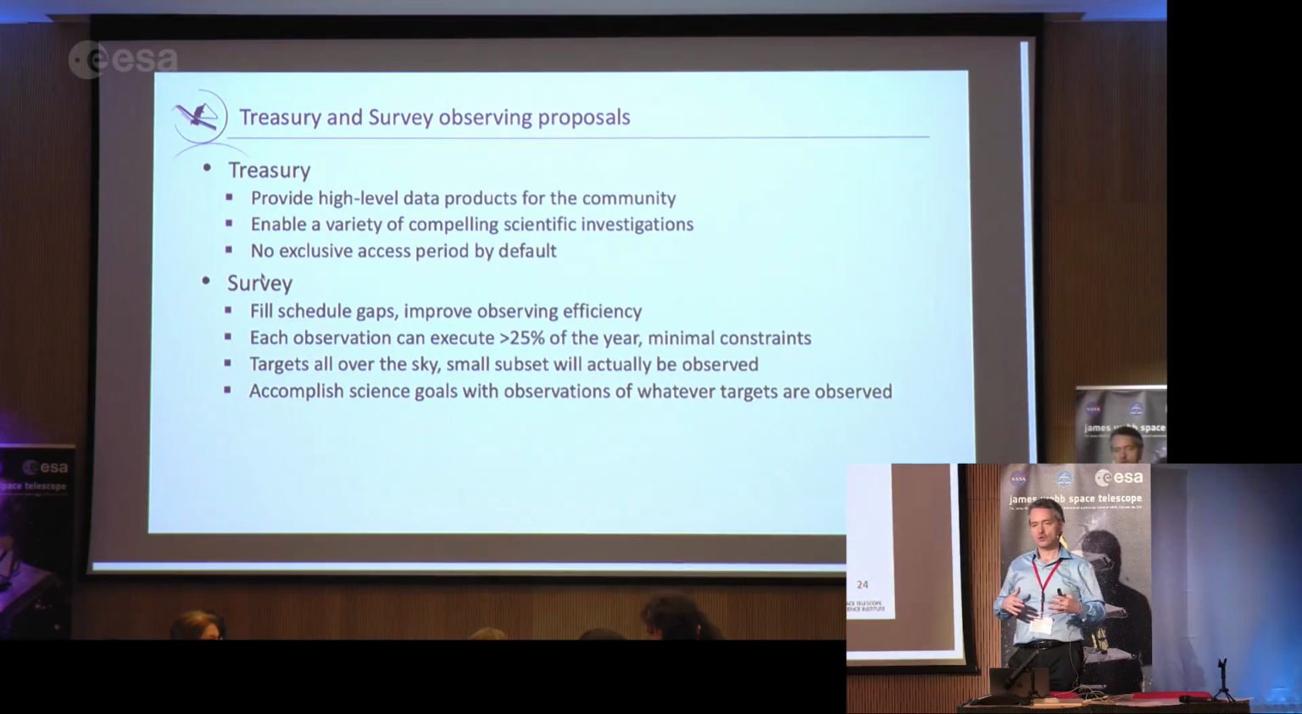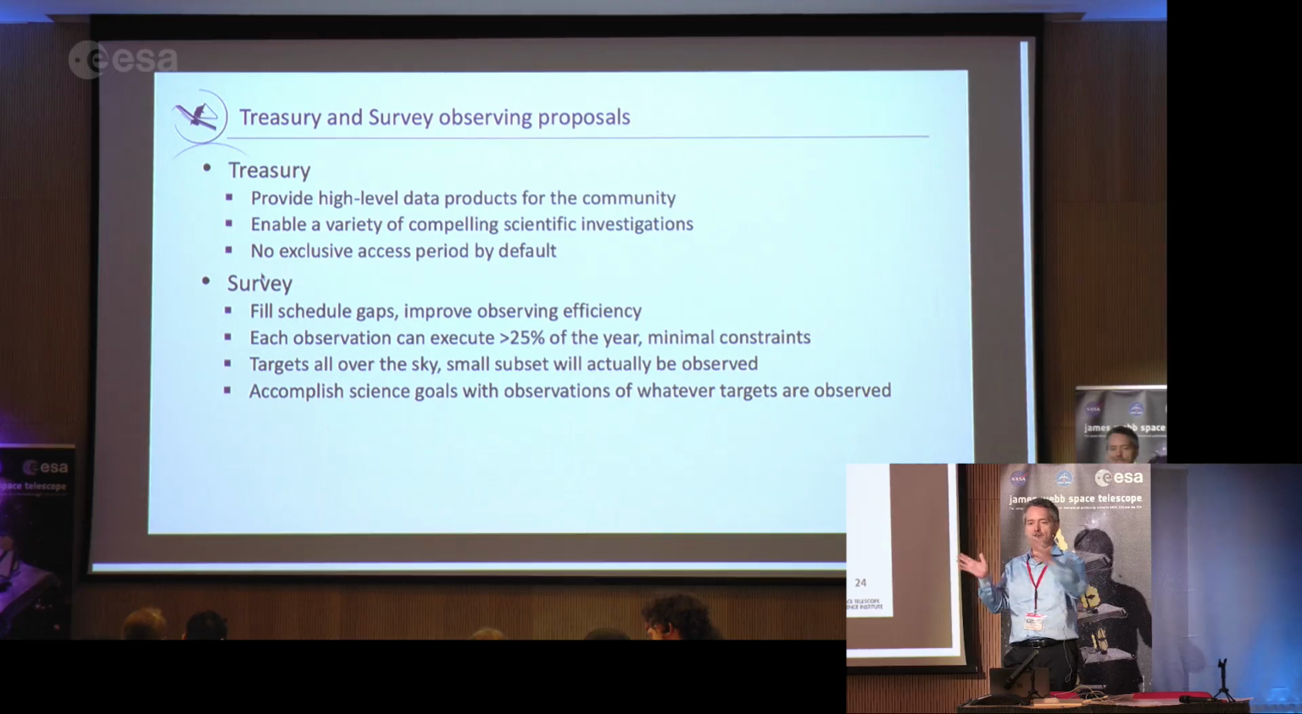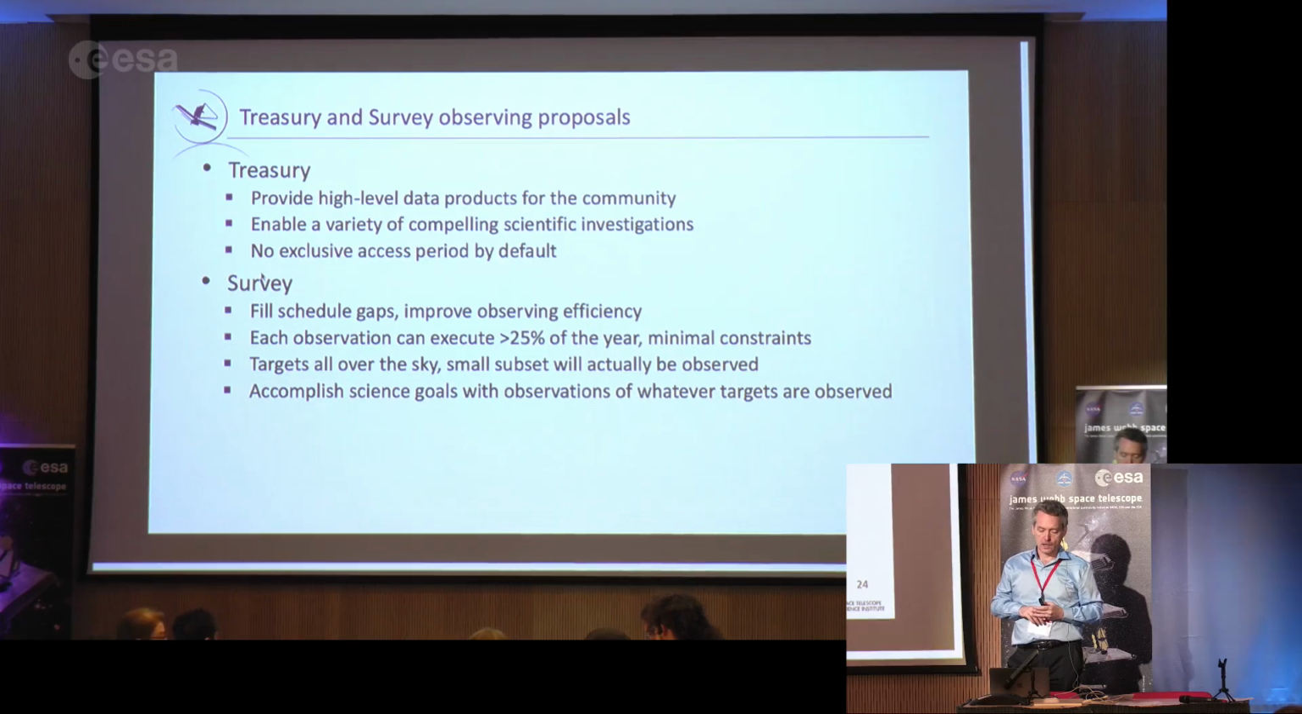So how do we do that? Well, you have to design a program that has targets all over the sky, with observations individually. Observation is that lingo word again. It's the thing you define in APT. It can execute over at least a quarter of the year, which means you have almost no constraints other than the field of regard of JWST, keeping the telescope behind the sun shield if you're on the ecliptic. And you have to be able to accomplish your goals with just observing some random subset of the targets in your large target list. So this is an opportunity for certain types of science, and we're doing it to help ourselves, and maybe you guys can come up with some good ideas for that.